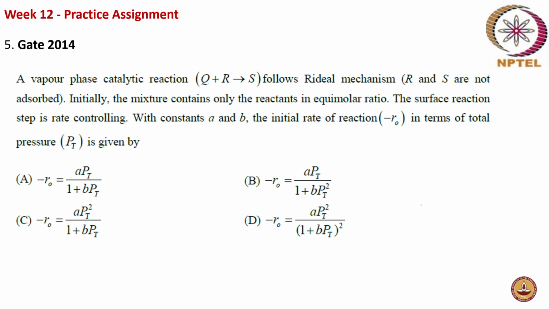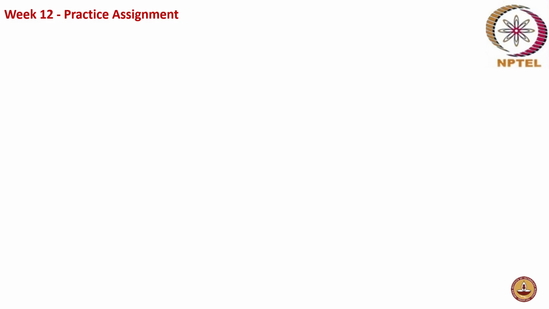Is it option A, minus R naught is equal to A into PT by 1 plus B into PT, or is it B, minus R naught is equal to A into PT by 1 plus B into PT square, or is it C, minus R naught is equal to A into PT square by 1 plus B into PT, or is it D, minus R naught is equal to A into PT square divided by 1 plus B into PT the whole square. So which of these is the right one? Let's proceed with the solution.